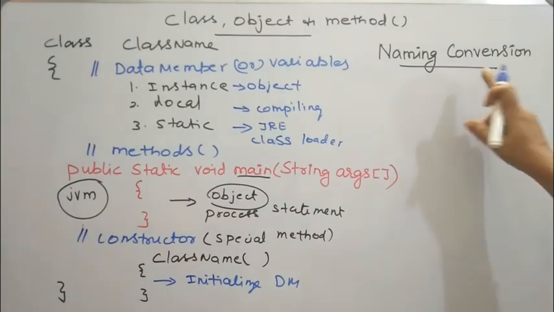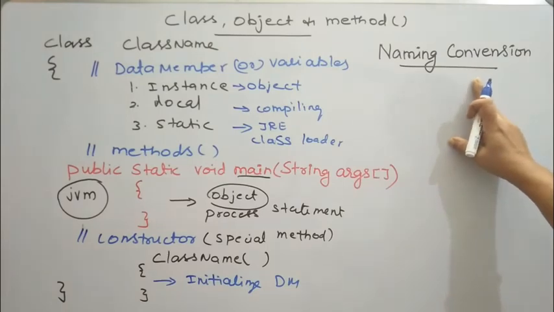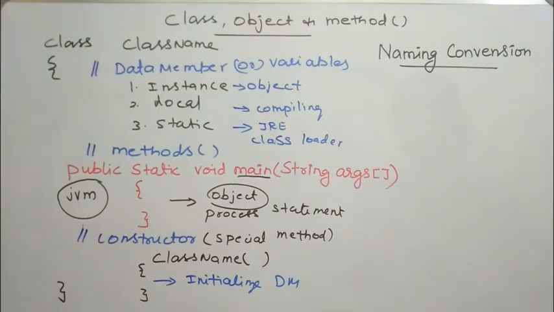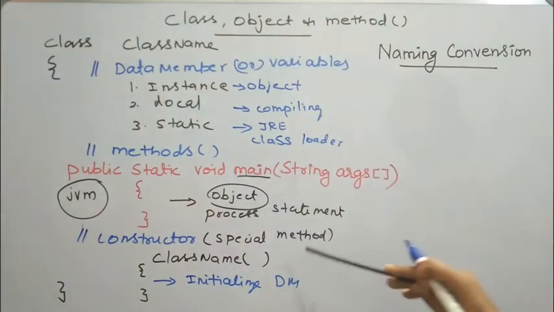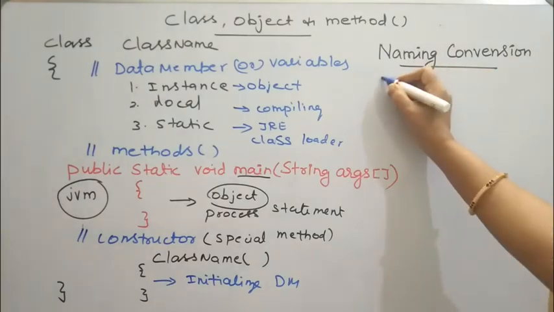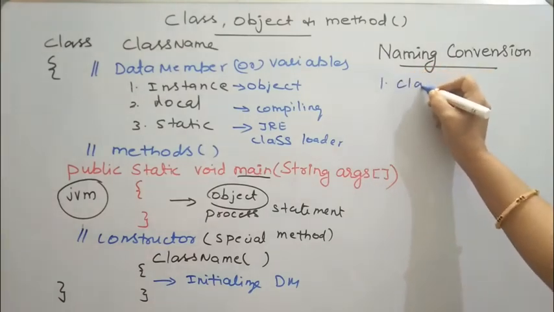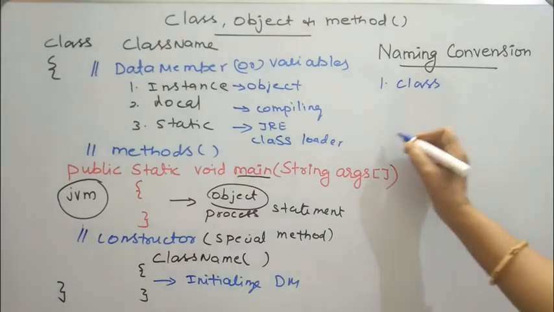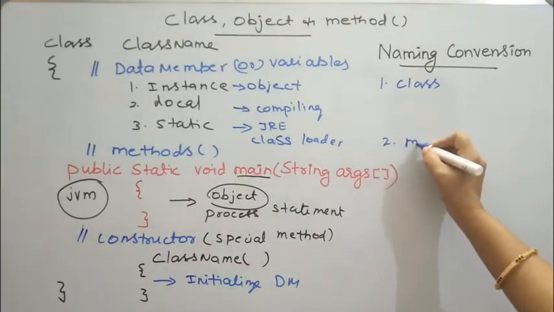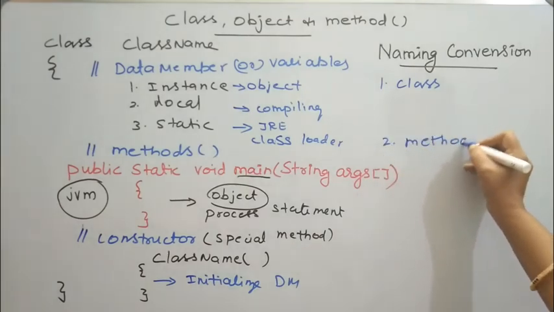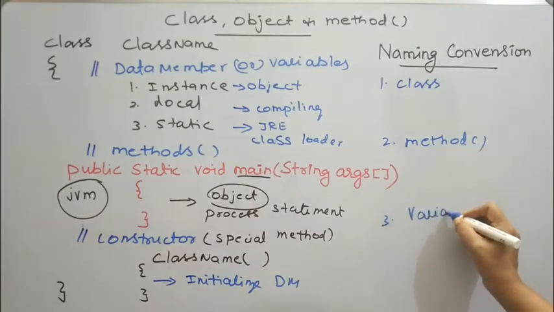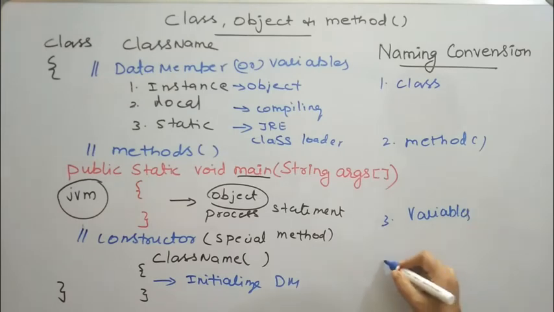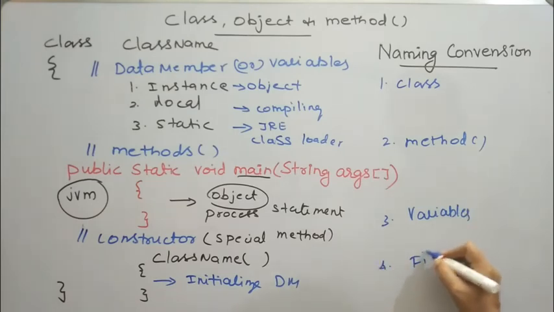Next we will discuss the naming conventions, that is, the rules you need to follow while giving names for your class, methods, variables, constructor and giving a name for your file. What are all the rules we need to follow while giving a name for the class, and then method, variables and then your file name.